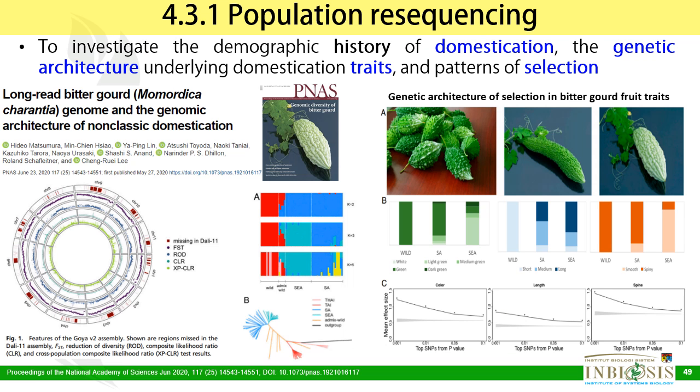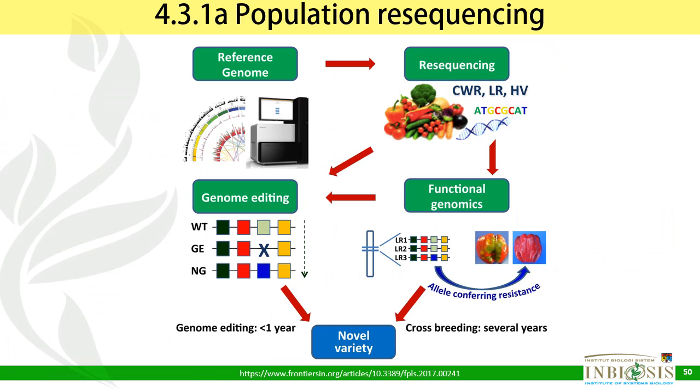Furthermore, population resequencing can also be applied to investigate the demographic history of domestication, the genetic architecture underlying domestication traits, and patterns of selection. Shown here is an example recently published in June in PNAS on the bitter gourd, to identify some of the genetic architecture of signature of bitter gourd food traits based on the different varieties, even including the Indian variety. So you can see this is the gene population structure based on the genome resequencing.